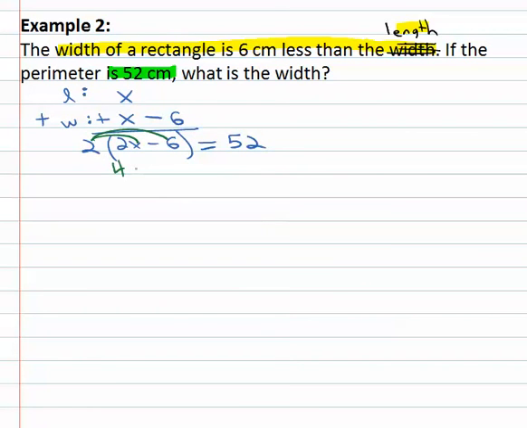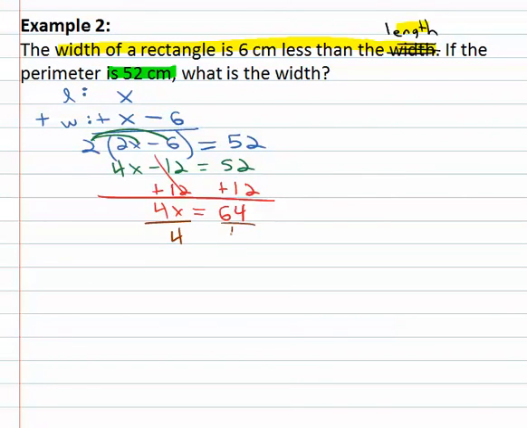Distribute the 2 through, gives us 4x minus 12 equals 52. Adding 12 to both sides, 4x is equal to 64. And finally, dividing both sides by 4 gives us x is equal to 16.